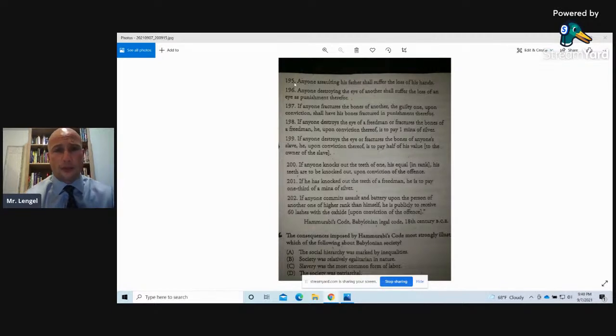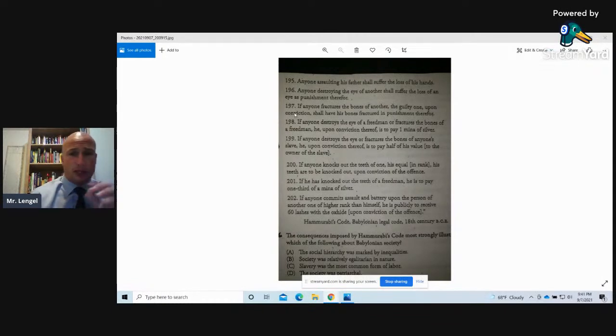So I'm looking for a couple things, and here, let me give you a clue. Right here are some basic punishments, like if anyone fractures the bones of another, they shall have their bones fractured in punishment. So it's basically an eye for an eye and a tooth for a tooth. That is literally clause 197.